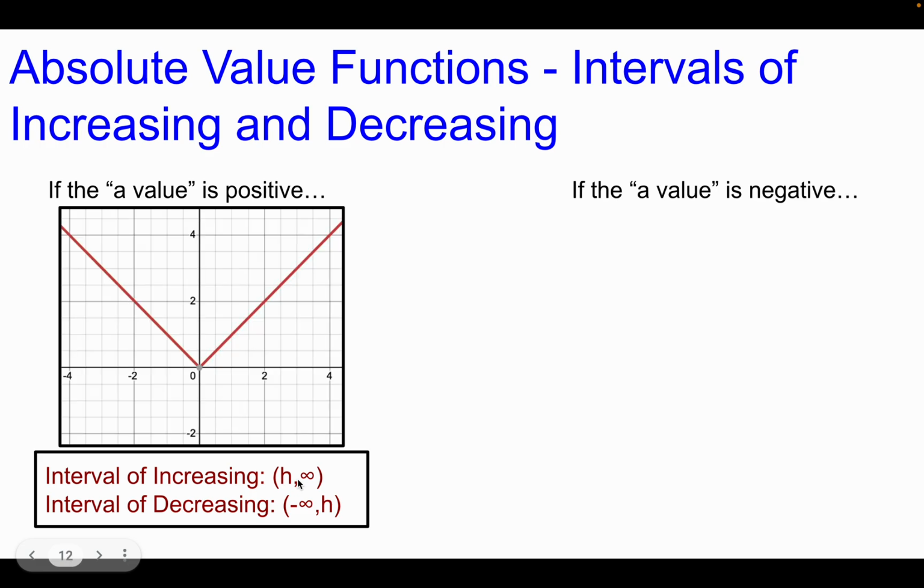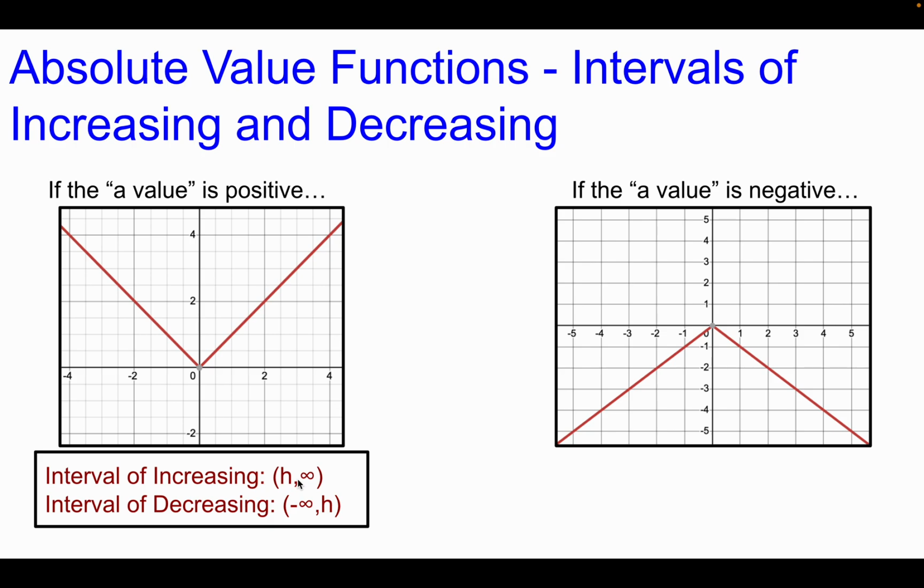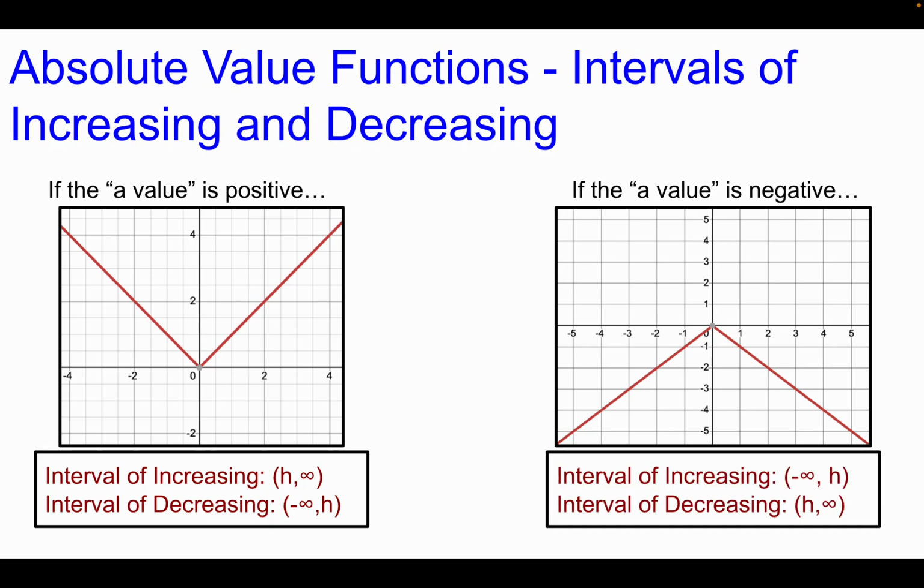If your a value is negative, then your V is going to be upside down, and so your intervals of increasing and decreasing are just going to be opposite. You'll have an interval of increasing from -infinity all the way until we hit the vertex at h, and then your interval of decreasing will be from h until infinity.